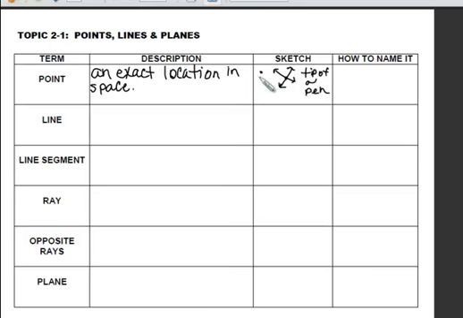When you name a point, it must be written using a capital printed letter. So you would write capital A. It must be a capital printed letter.